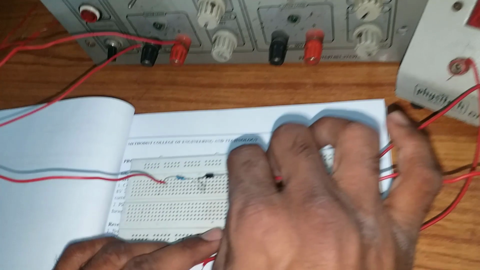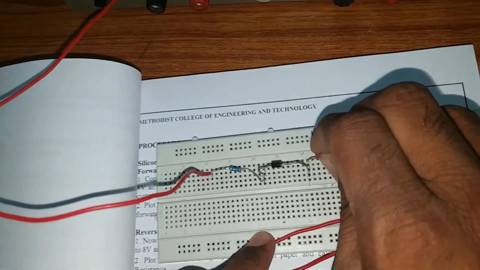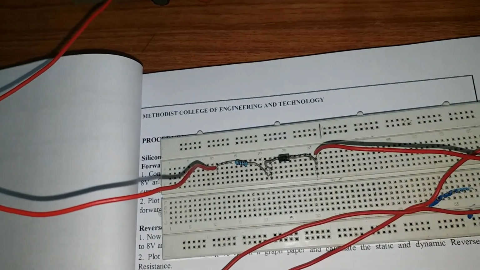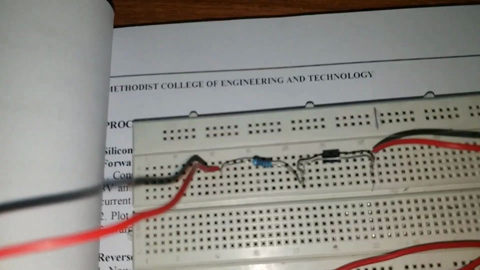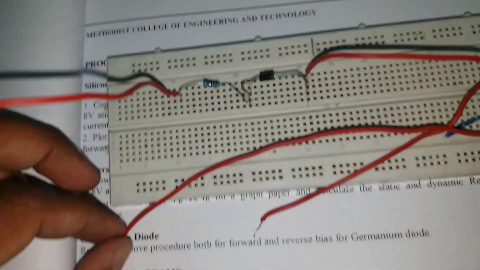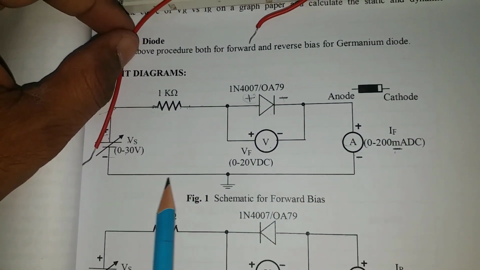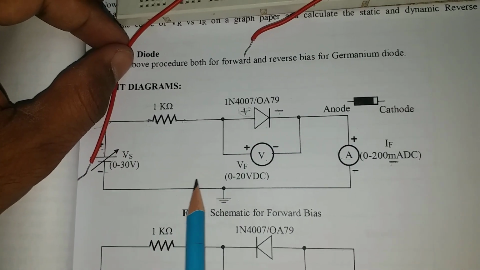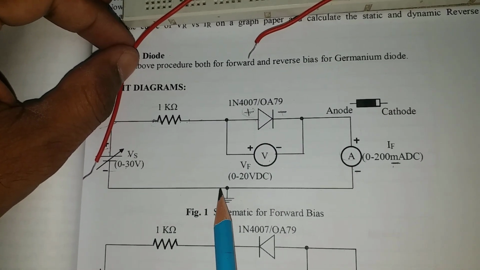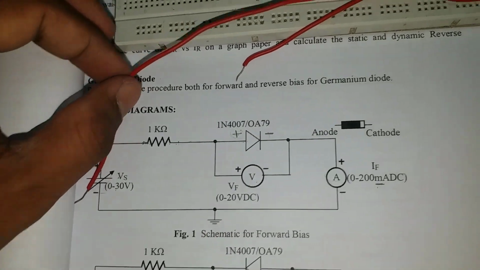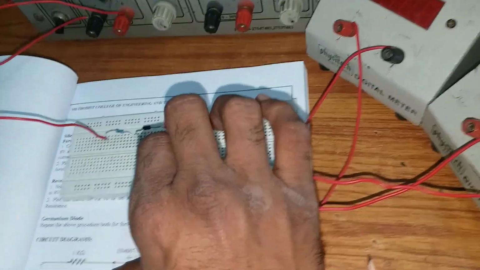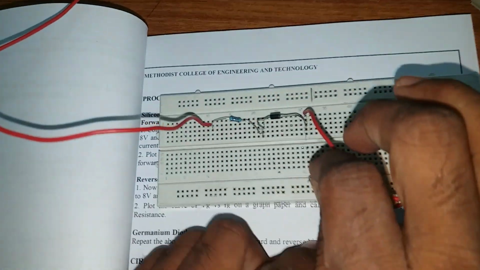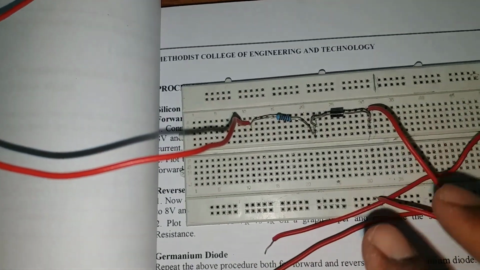Same vertical line I am placing. So this is about the diode negative here. Then finally, the ammeter negative is connected to the RPS negative. This is the ground connection. So ammeter negative is nothing but this black one. I am taking that wire and placing it here in the horizontal part. I am placing the ground connection in the horizontal part.